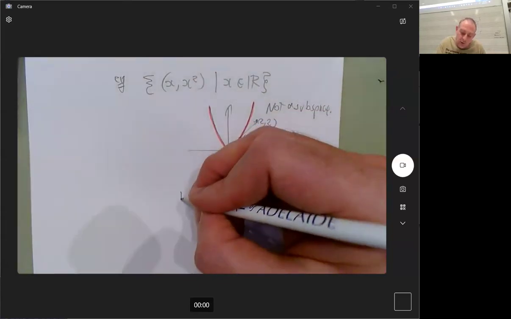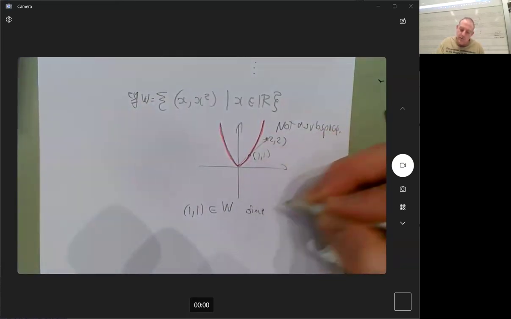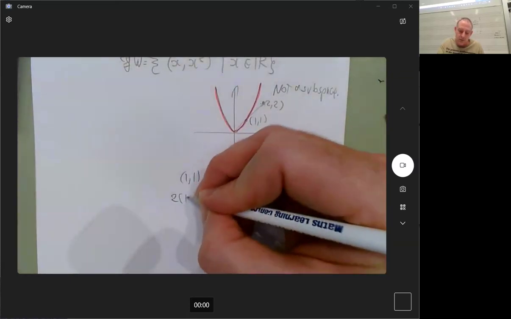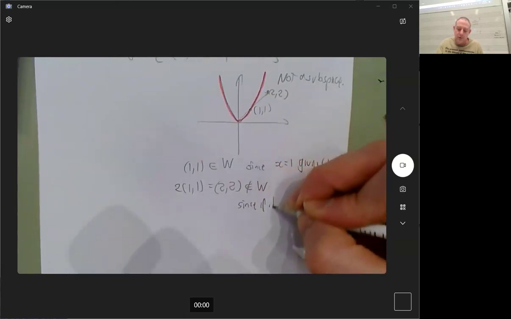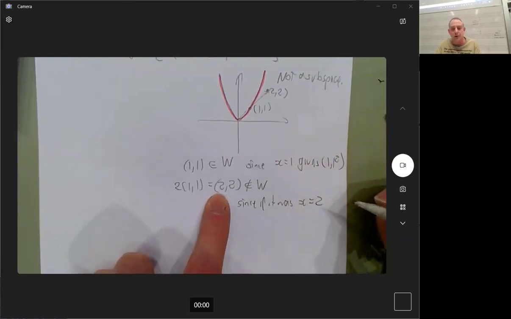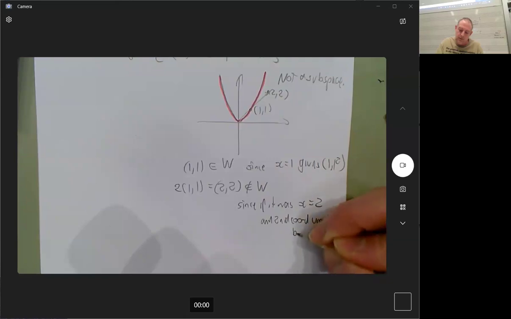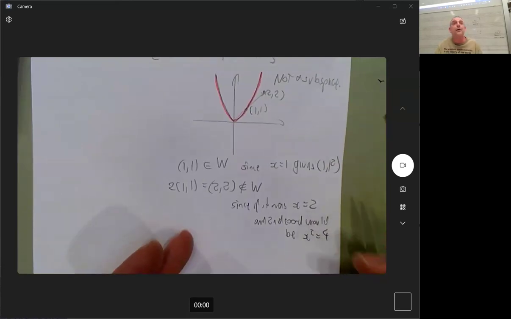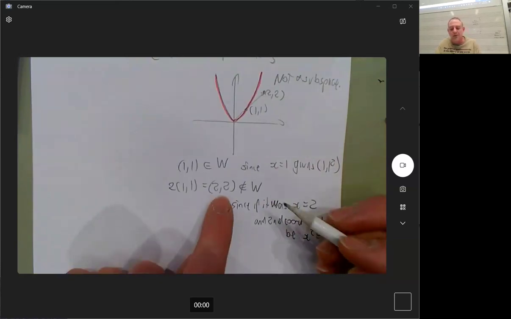So if you wanted to prove it, you would say 1, 1 is in, let's give it a name, W, since x equals 1 gives 1, 1 squared. Yep. 2 times 1, 1 is 2, 2, which is not in W, since if it was, x would have to be 2 based on the first coordinate, and the second coordinate would be x squared, which is 4, but it's not, it's 2. That was hard work to write that down in a way that makes sense. But since if it was, then x would be 2, and the second coordinate would have to be 4, and so it's not.